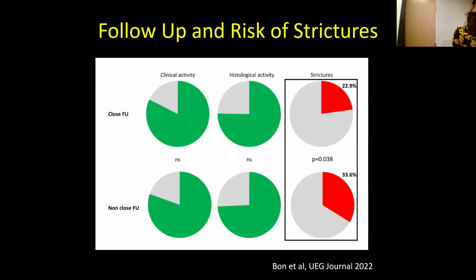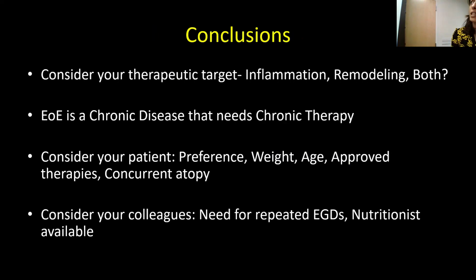Risk of strictures goes up when you don't have close follow-up. In this study, that was a loss to follow-up for 2 years or more. And we definitely saw this during the pandemic, where people were going off of their therapy and then coming back. And our other adolescents were coming back with strictures or really bad EOE after being off their therapy. So it does predispose you.